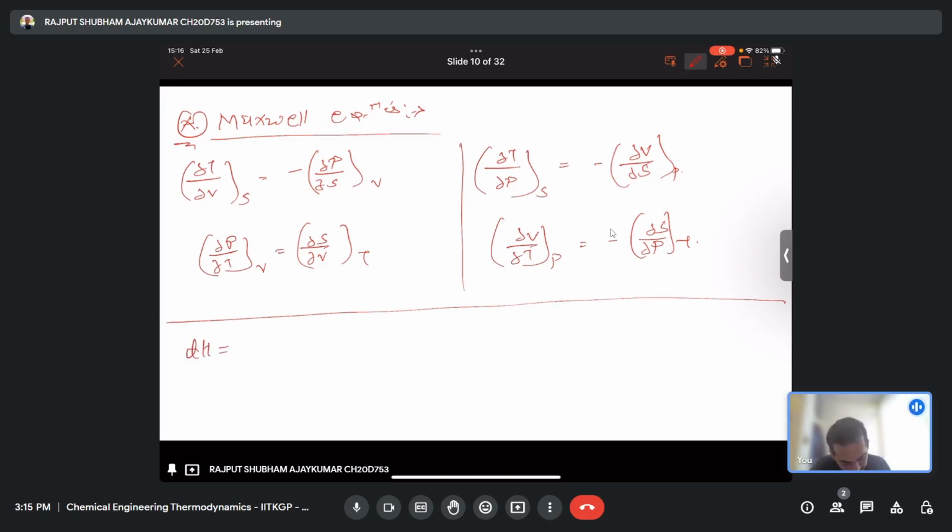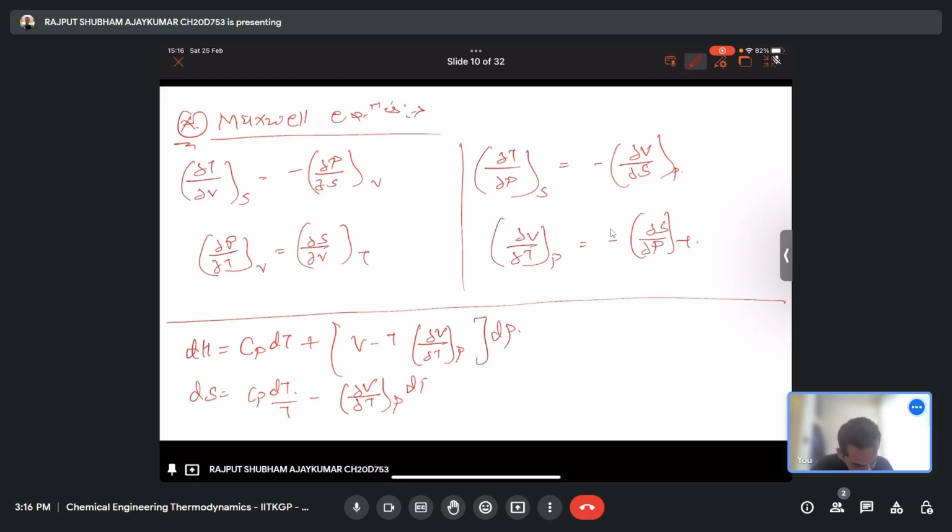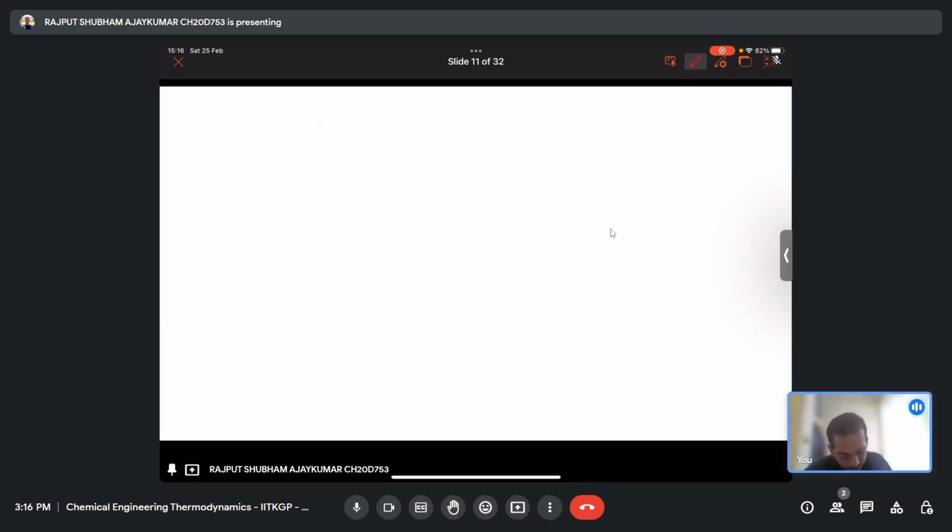And we have mentioned the differential of enthalpy: Cp dT plus or minus T del V by del T at P dP, and entropy is Cp dT by T minus del V by del T at P dP. Okay, so this is what we have already used in the previous lectures.